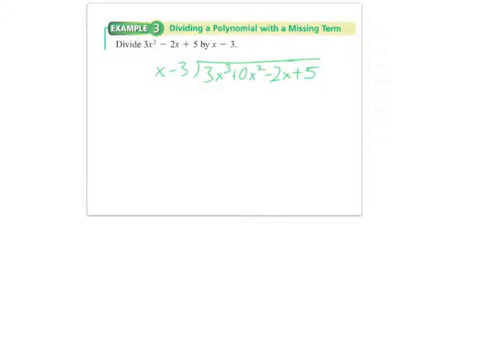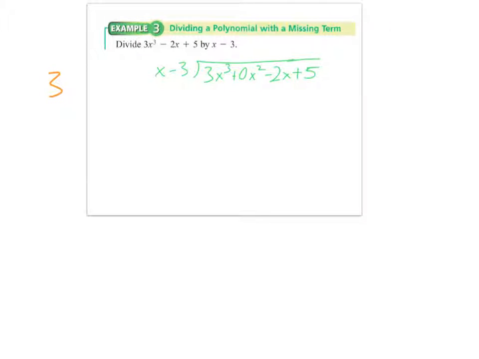In this case, the polynomial has a missing term. Notice my 3x cubed minus 2x plus 5 does not have an x squared term. So I want that x squared there so I can line my like terms up in their columns, so that I have a column for my x squared term. If I just bunch this all together, I won't have room for my x squareds. Other than that, my process does not change.